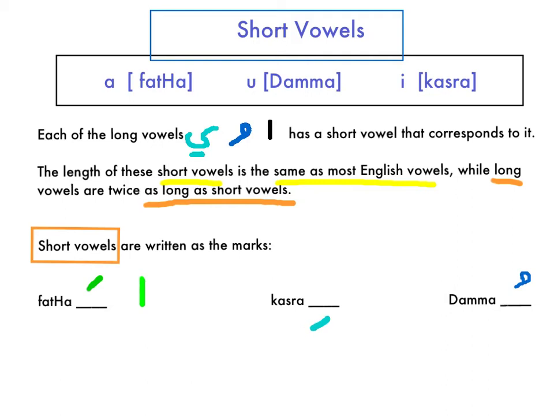كسرة corresponds to the long vowel ياء. Compare بيت وبت. Did you notice the difference? بيت has a long vowel ياء, whereas بت has a short vowel كسرة. ضمة corresponds to the long vowel واو. Compare فول وفل. Did you notice the difference? فول has a long vowel واو, whereas فل has a short vowel ضمة.